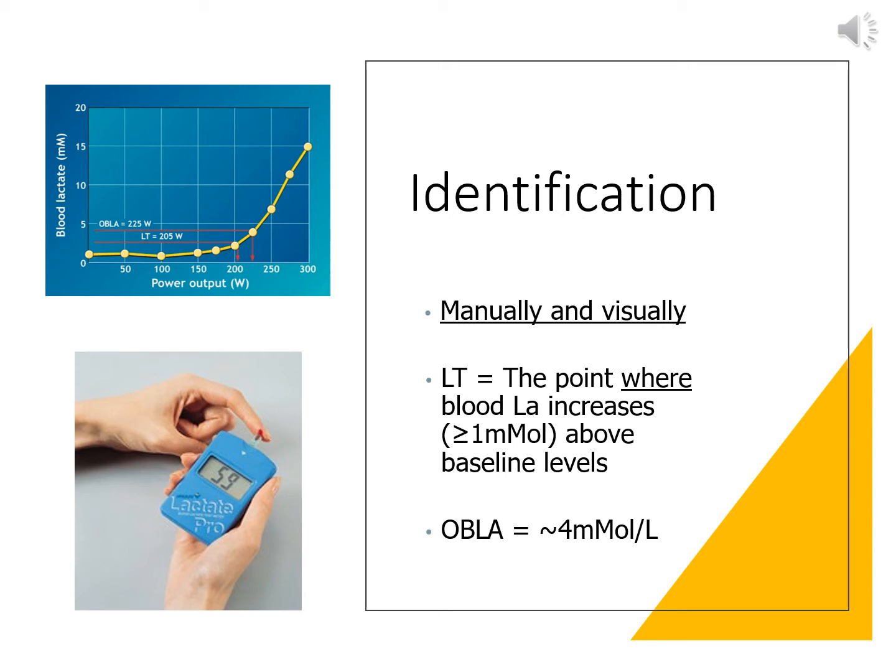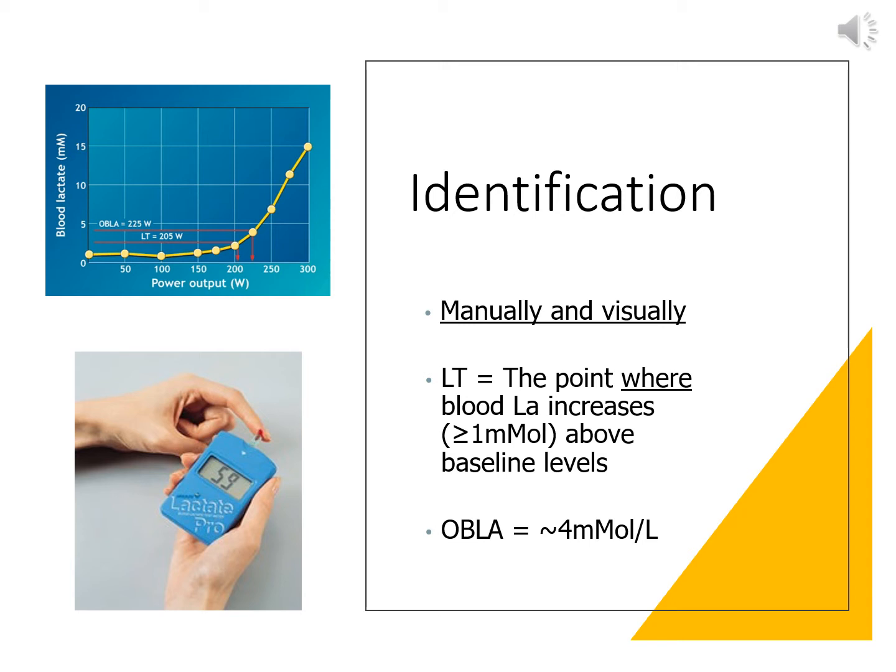Usually the lactate turning point is the point where the blood lactate increases by around 1 millimole above the baseline level. So that's about seeing where it's kind of flat towards the start of that graph, and then where it goes up above 1 millimole above normal. And OBLA is usually considered to be 4 millimoles per litre of blood.